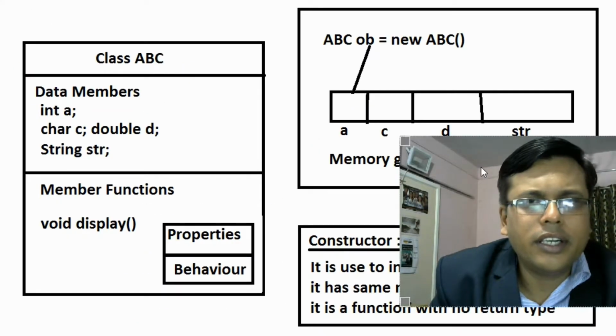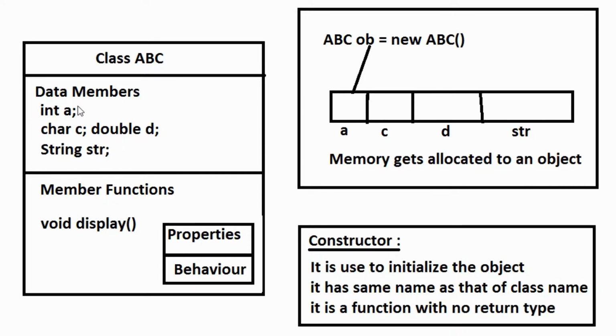Let's consider this is a class, and I have defined a few data members like int a, char c, double d, string str, and we have some member functions. We also call them properties and behaviors. So when I say abc ob is equal to new abc, I have created an object of this class. Using this new operator, memory is created for this class. Whatever size those respective data members have in Java, for example integer has 4 bytes, accordingly all the data members will get a size, and in a continuous memory block, memory will be reserved.